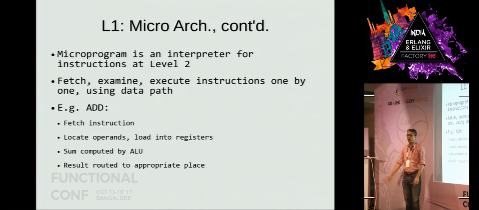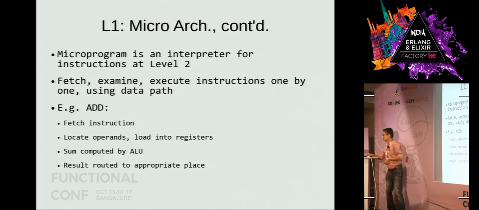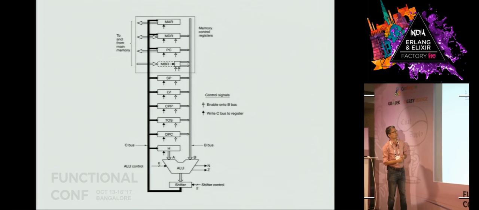Let's take an add operation. Effectively, you fetch the instruction, you find out the operands, and you load them into registers. When you fetch the instruction, it comes from a particular part of the memory called the microprogram store. When you fetch the operands, which come from the memory, you load them into the registers. The sum is computed by the ALU and the result is routed to a register or memory as the case may be. So this is the data path in all its glory.